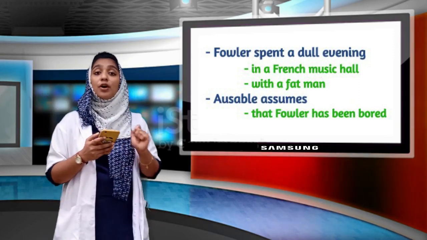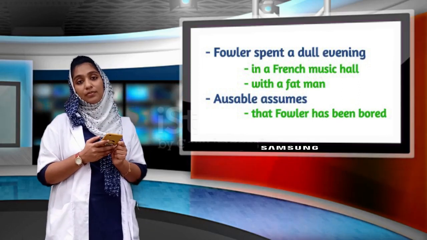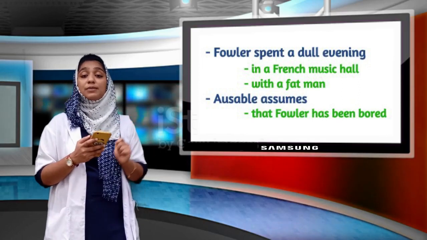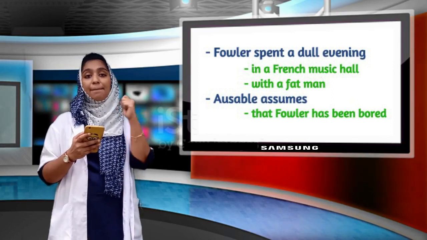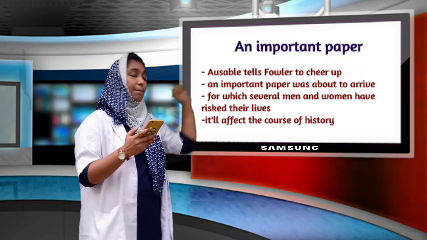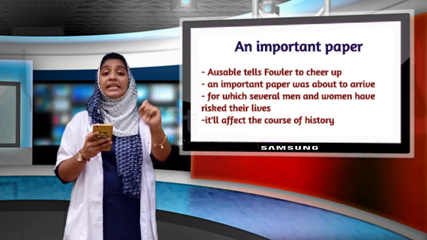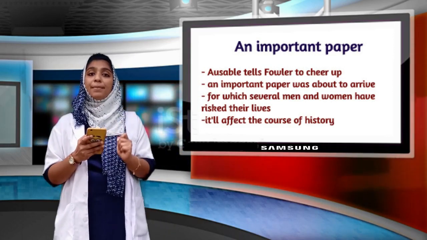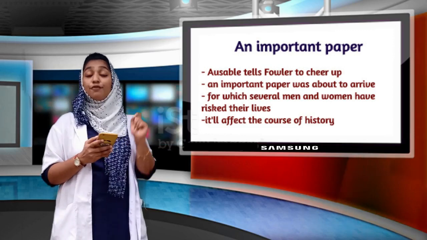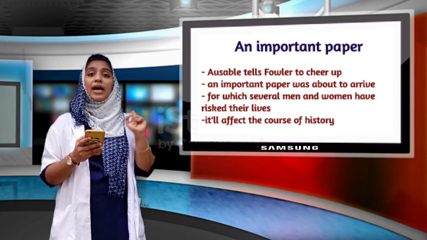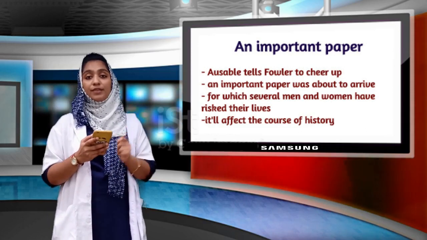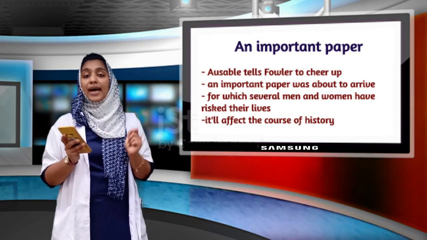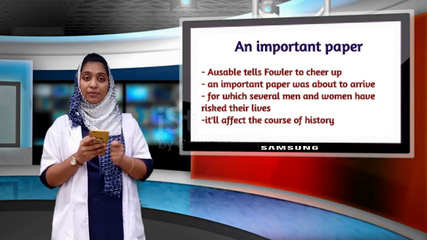Ausable understood that Fowler had been bored. So in order to cheer him up, Ausable tells Fowler that an important paper was about to arrive, for which several men and women have risked their life. It is going to affect the course of history. Fowler was happy because he is going to witness something.